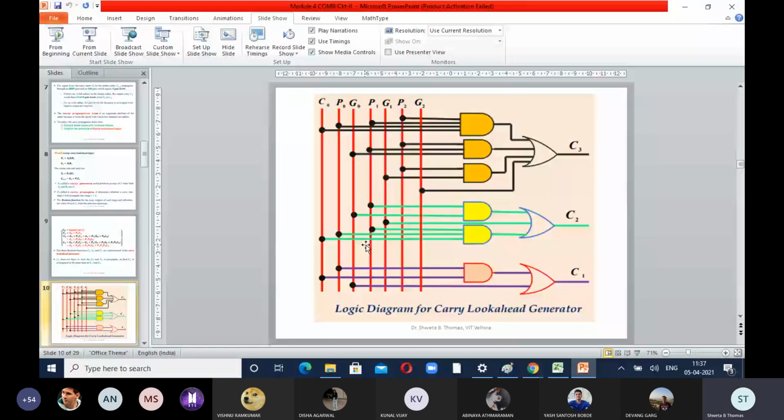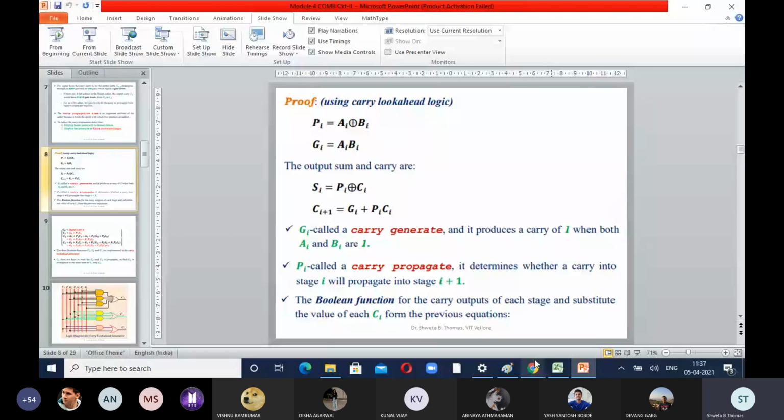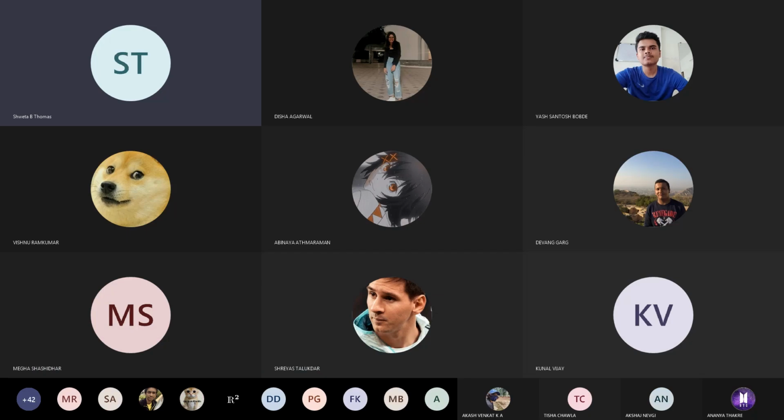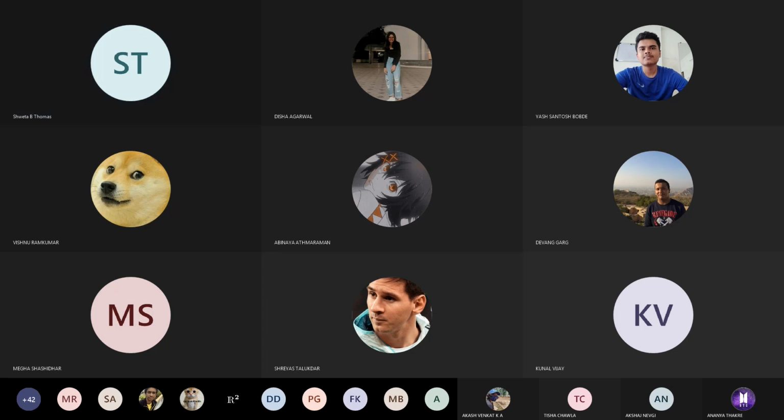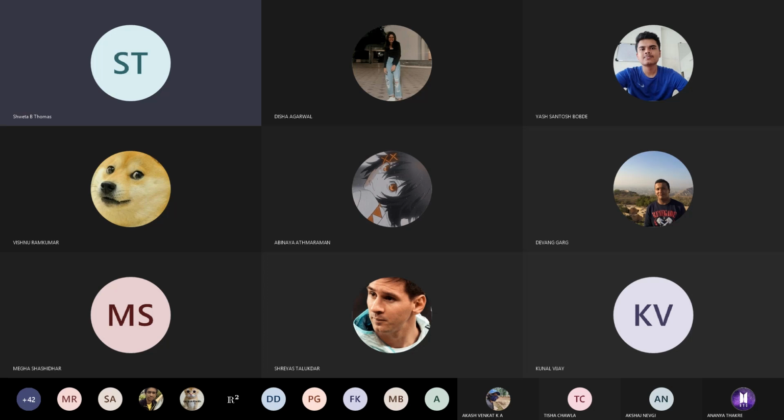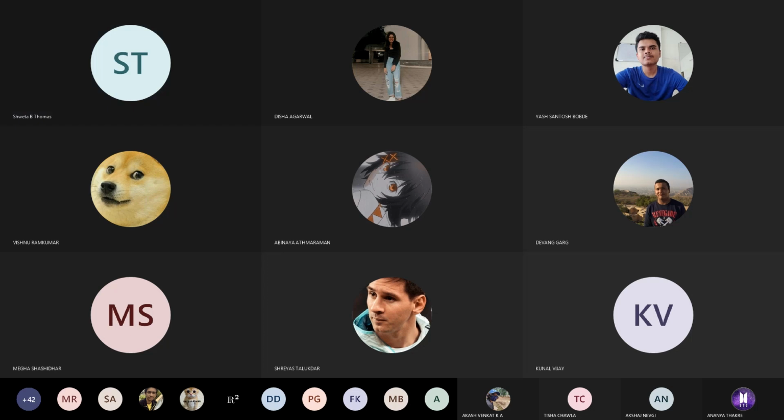Okay, so let me create the poll. Yeah, everyone is present actually. Okay, everyone is present. So the poll, I will download the attendance sheet. But some students are joining very late.